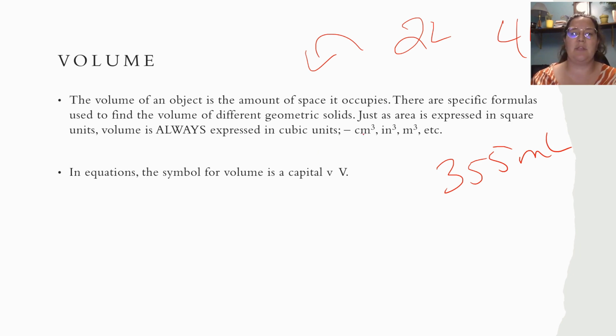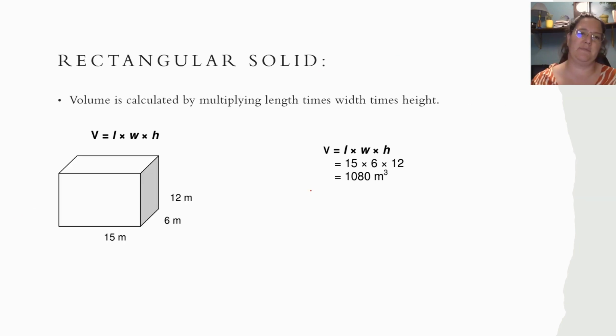The units of centimeters cubed and milliliters can be interchanged when it comes to volume if you're measuring liquid. We're not getting into that in this course, but just to share with you. So volume is going to be expressed in cubic units, so centimeters cubed, inches cubed, meters cubed, etc. And the symbol for volume is going to be a capital V. And again, all these formulas are given to you on your formula sheet.